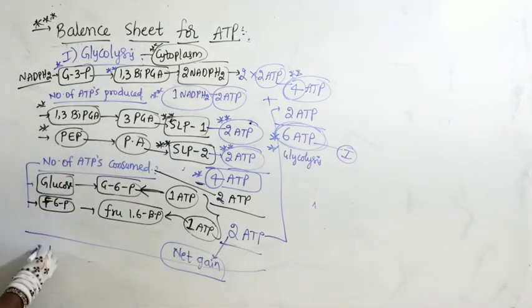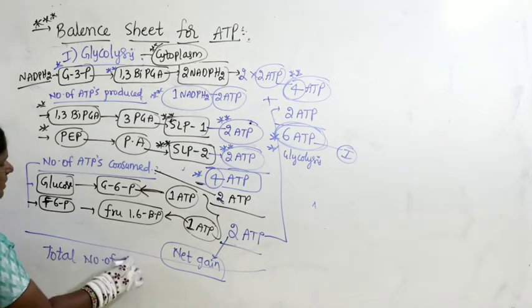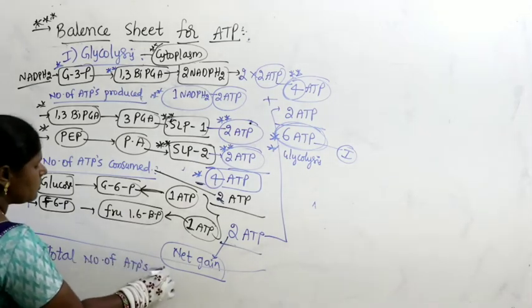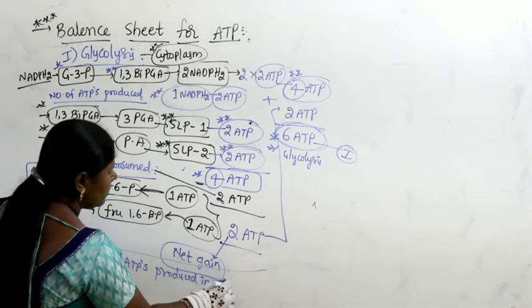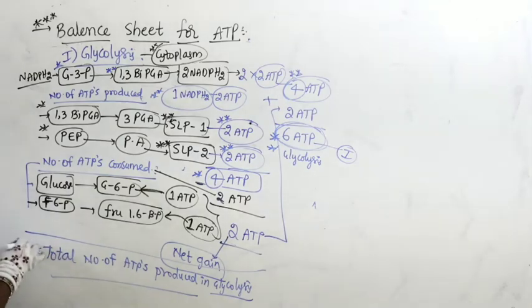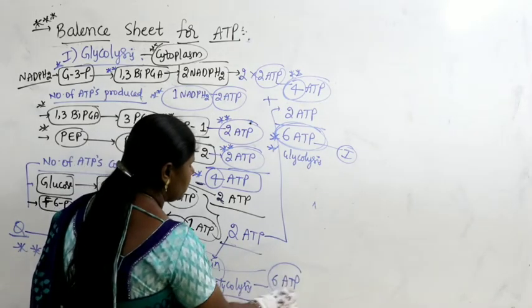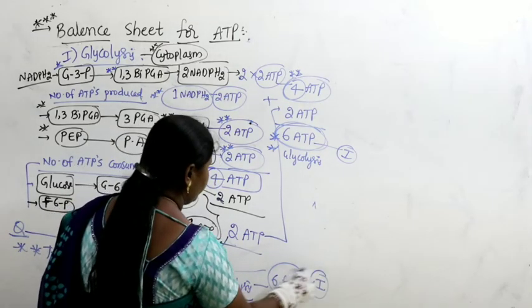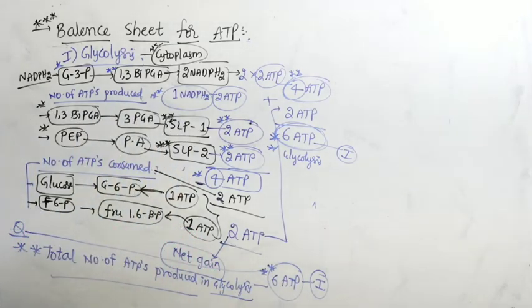So what do I write now? So here, total number of ATPs produced in glycolysis. What is the total number of ATPs produced in glycolysis? This may be a possibility of getting the question. So you will get 6 ATP. So 6 ATP, step number 1. I hope you all got it, right?